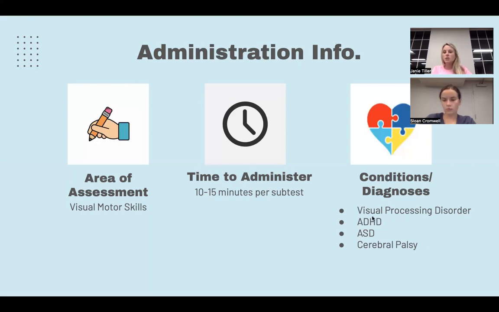And some different conditions and diagnoses associated with visual motor skill impairment is visual processing disorder, also known as VPD. This is seen a lot in children with ADHD, as well as autism and cerebral palsy. So the severity, I guess, can differ based on these different diagnoses and even within them. But those are just a couple that are typically associated with that skill deficit.